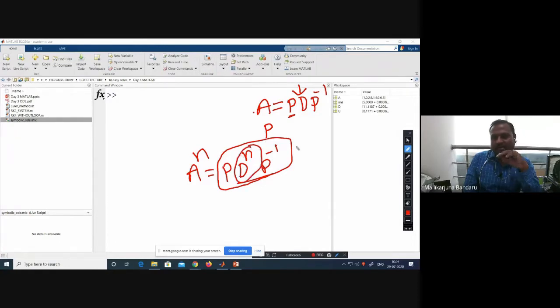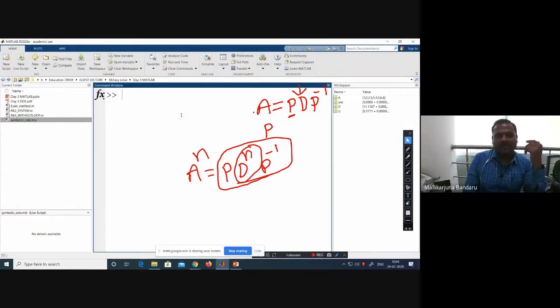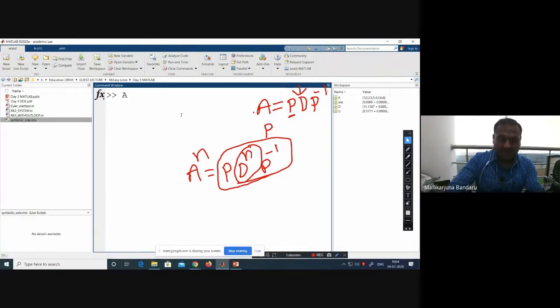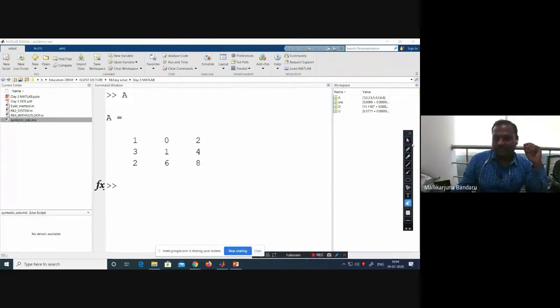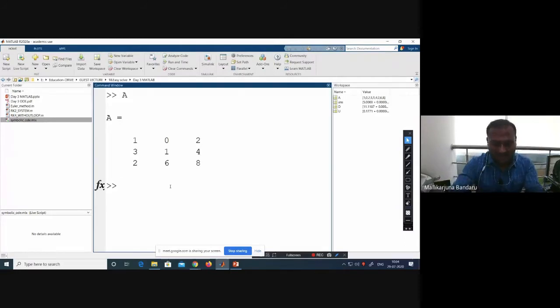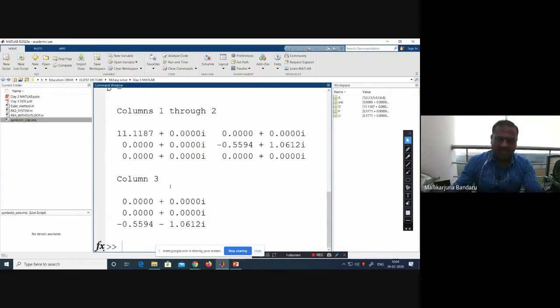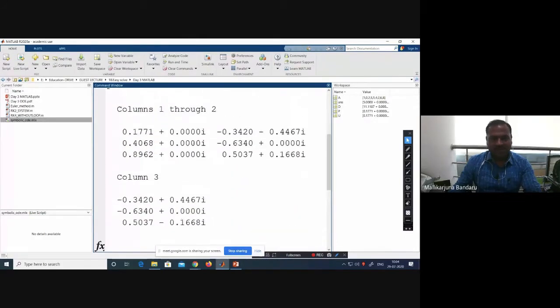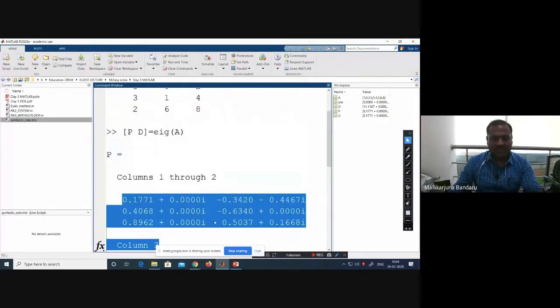D power n. But how do you verify in MATLAB? That was the question raised by one of the participants. Actually here I typed the A matrix. Now find the invertible matrix P and diagonal matrix D using the syntax eig of A. Yesterday we discussed this. So this is the diagonal matrix, and this is the invertible matrix P.